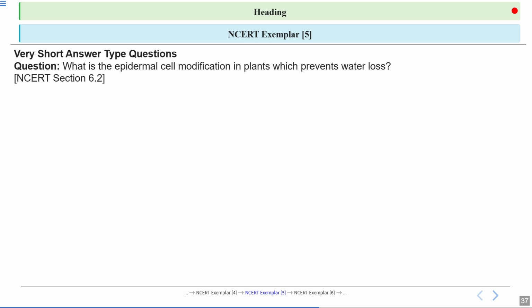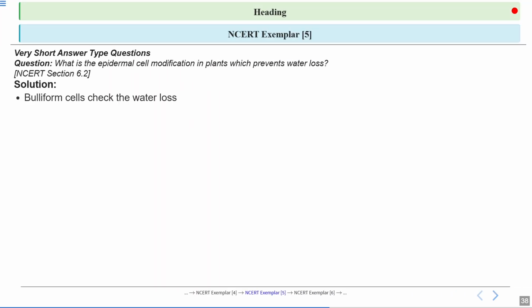Next question. What is the epidermal cells modification in the plant which prevents water loss? This question is coming from the NCERT section 6.2. Bulliform cells check the water loss. These are the cells that check the water loss. These cells are present in the monocot. Yes, bulliform or the motor cells are modified epidermal cells present in monocot.